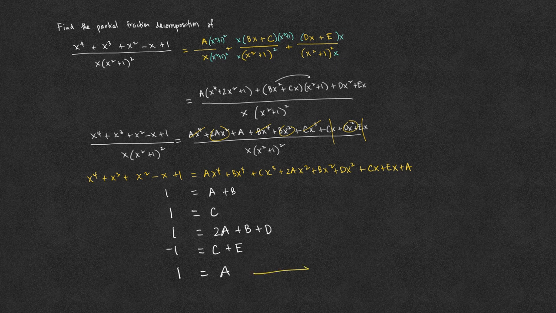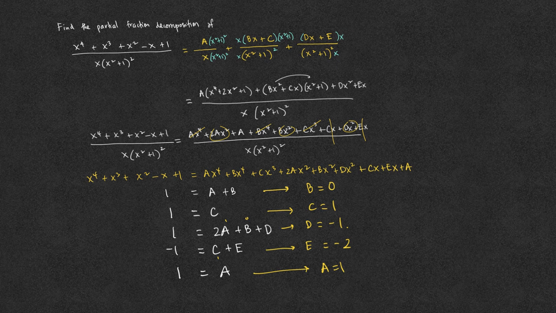Because of this, we have A equals 1, and from the first equation, if A equals 1, then B equals 0. We already have C equals 1. If C equals 1, then E equals negative 1 minus 1, which is negative 2. And if A equals 1, B equals 0, then D is 1 minus 2, so D equals negative 1.